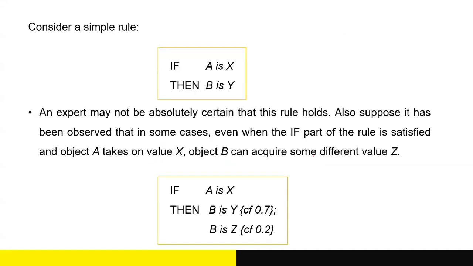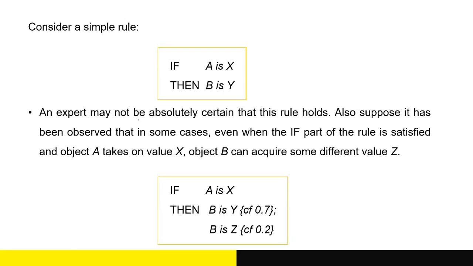So consider a simple rule. If A is X, then B is Y. An expert may not be absolutely certain that this rule holds. Also, suppose it has been observed that in some cases, even when the if part of the rule is satisfied, an object A based on value X, object B can acquire some different value Z. So it says that the expert is not absolutely certain that this rule always holds. In other words, there is a chance that even if object A is X, object B could be Z instead of Y.